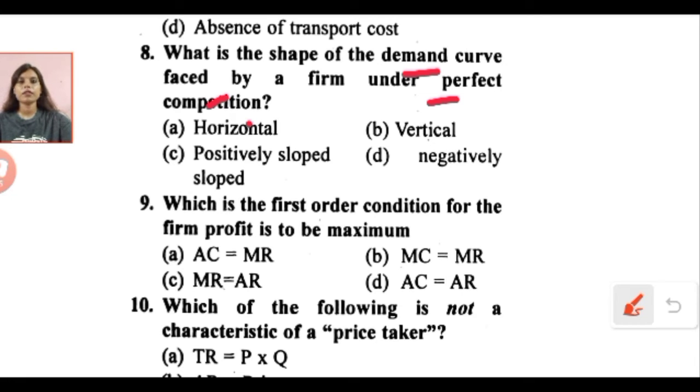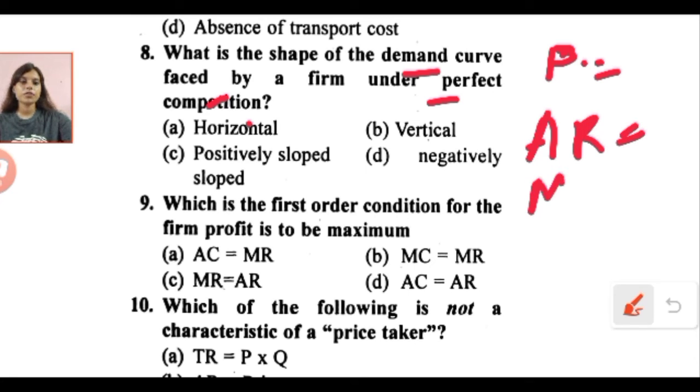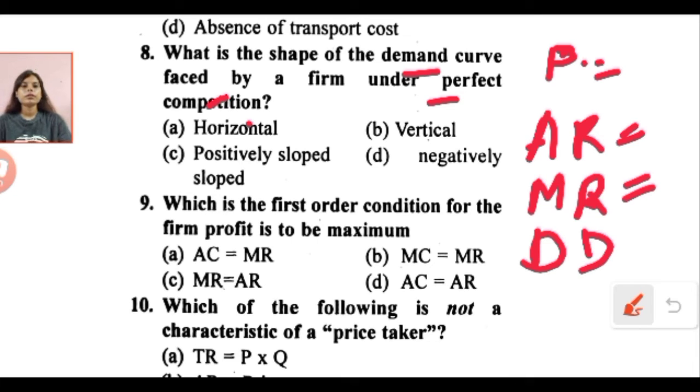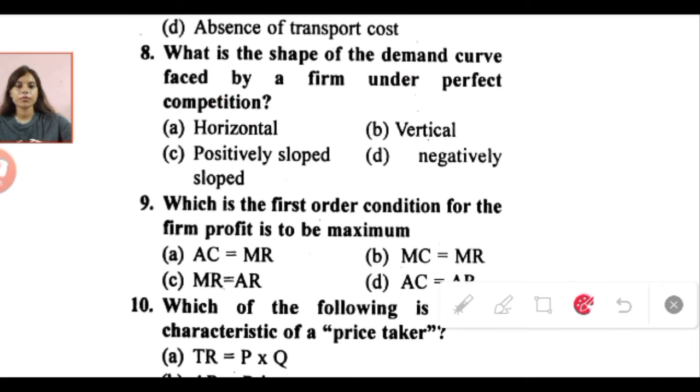The demand curve over here is basically a horizontal line which is parallel to the x-axis, and we can thus say that it is equal to P, which is equal to AR, which is equal to MR, which is equal to DD. So from this entire equation we can conclude that number A would be the correct answer. That is, it's parallel to the x-axis, so horizontal. Okay. Moving over to the next question, that is question number 9.